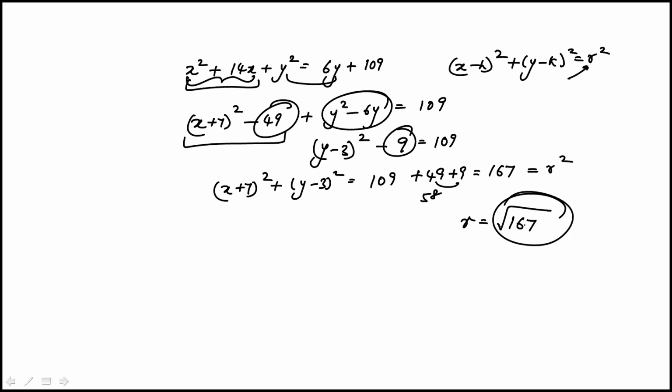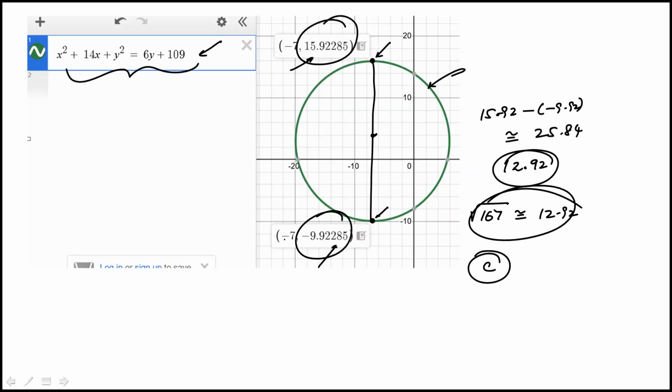So I'll urge you to be comfortable with both of the methods, especially if you're targeting a high score. You can certainly do this using Desmos. So just recognize what needs to be done. And to summarize, the answer is C.